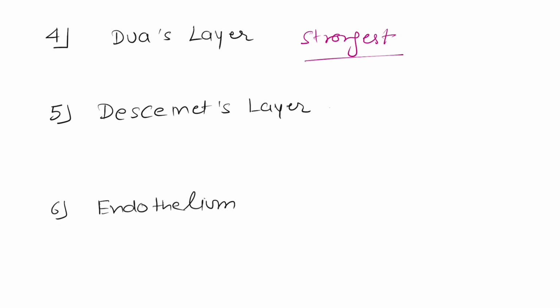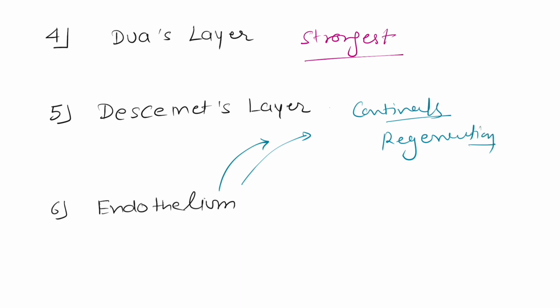Descemet's membrane is a basement membrane that is continuously secreted by the underlying endothelium cells. So it means again it can regenerate. This layer also has the power of regeneration, right? Next is the endothelium, the last one, the sixth layer. It is a metabolically active layer, and it is a single cell layer.